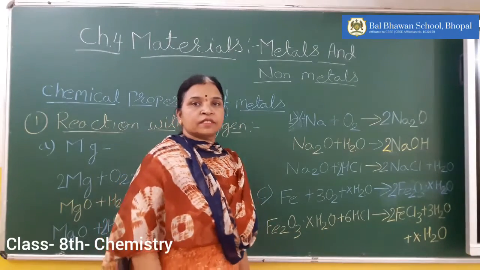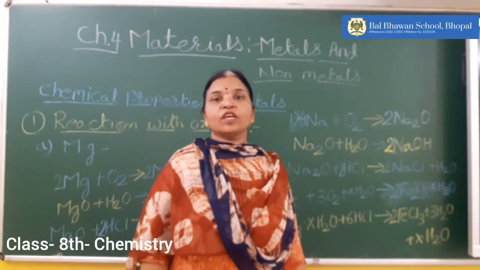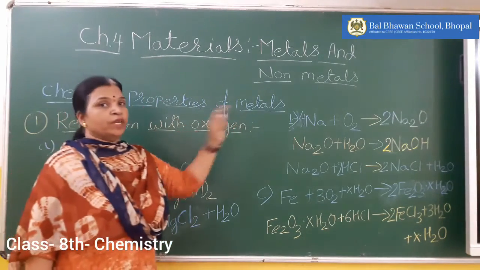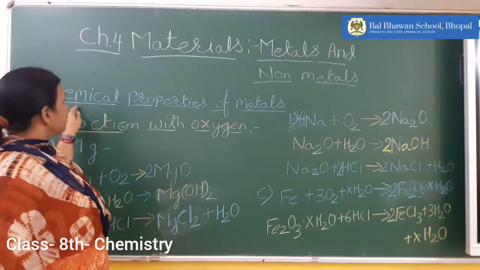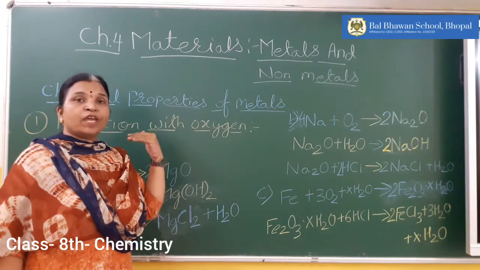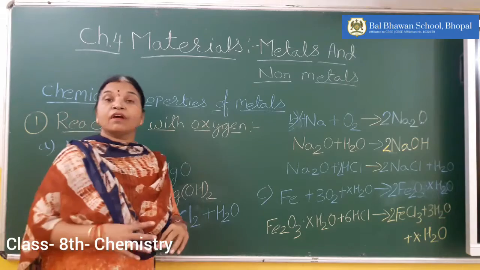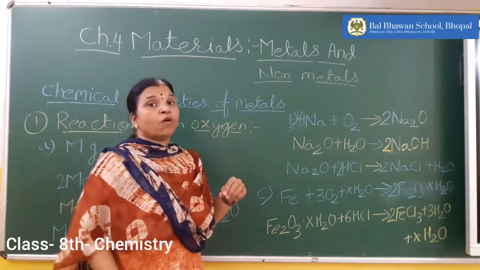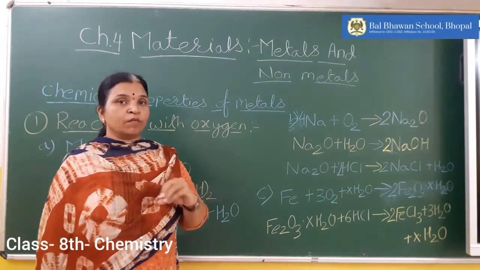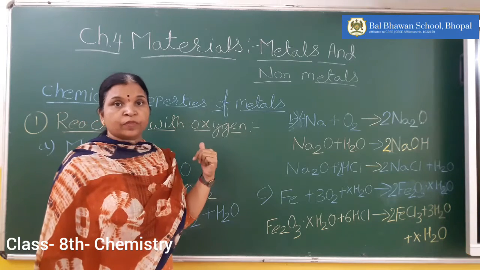As we have already discussed the physical properties of metals, today we are going to discuss the chemical properties of metals. Chemical properties of metals means how they react with other substances when kept in the open, or what happens when they are kept in some chemical compound. That is all about the chemical properties of metals.